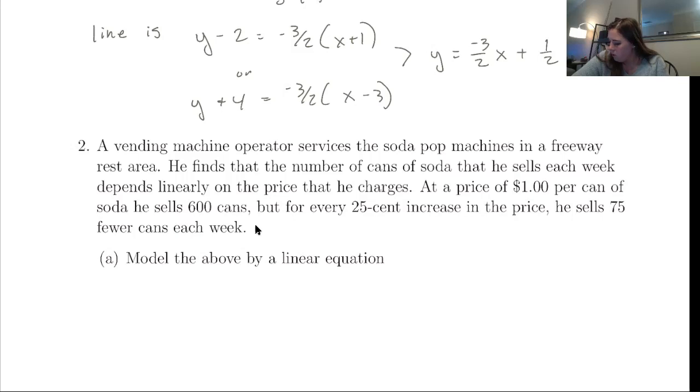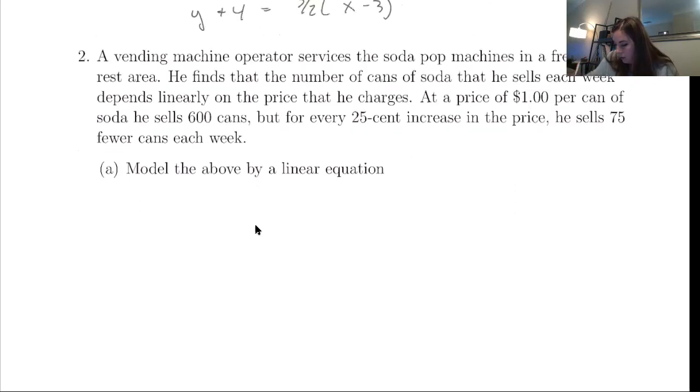Prices that he charges. At a price of $1 per can of soda, he sells 600 cans. But for every 25-cent increase, he sells 75 fewer cans each week. So we're asked to model the above by a linear equation. A good place to start when finding models is identifying your independent and dependent variables. Also naming them just for your own convenience.